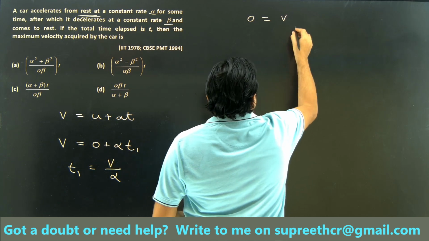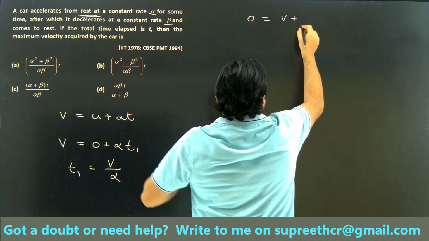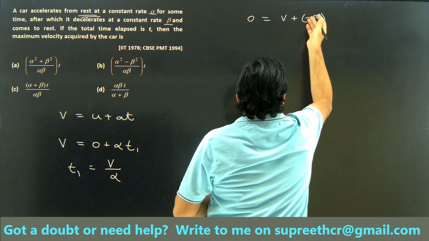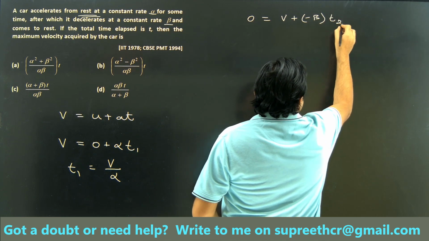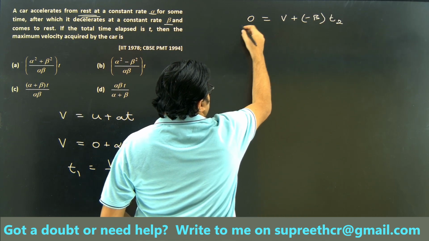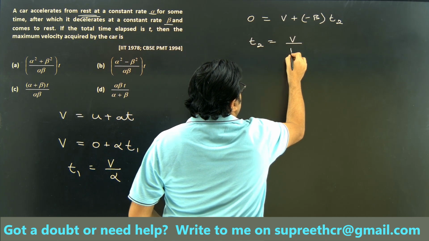V equal to u plus alpha, a is deceleration. So that's why you must write minus beta. It's in the opposite direction of the velocity out there. Multiplied by t2. So what do you think t2 becomes equal to? Transfer this here and minus signs will get cancelled. T2 would become equal to v divided by beta.